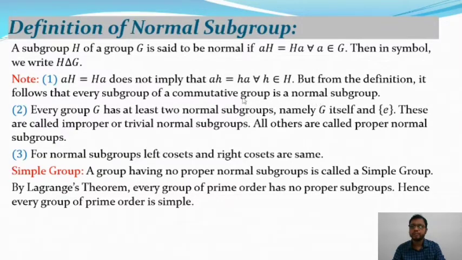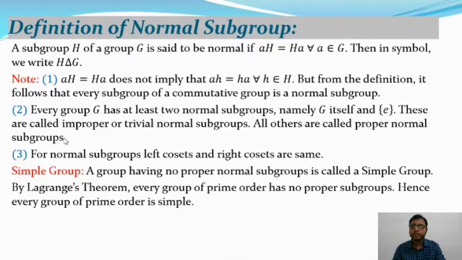And the second note: every group G has at least two normal subgroups, namely G itself and E, where E is the identity element. These are called the improper or trivial normal subgroups, and all others are called proper normal subgroups. That means in a group G there are at least two normal subgroups, G itself and E, and these two normal subgroups are trivial.